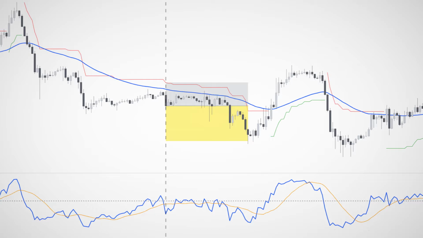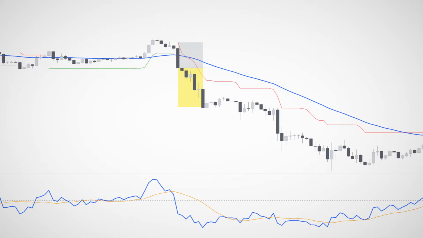Now that I'm sure my trigger is valid, it's time to set up my trade. First, I place my stop loss where the super trend is. Next, I set my take profit level using a 1 to 1.5 risk-reward ratio. And that's it. It's all pretty simple. Let's take a look at another example to make everything clear.